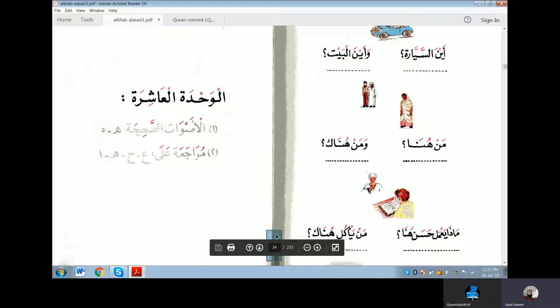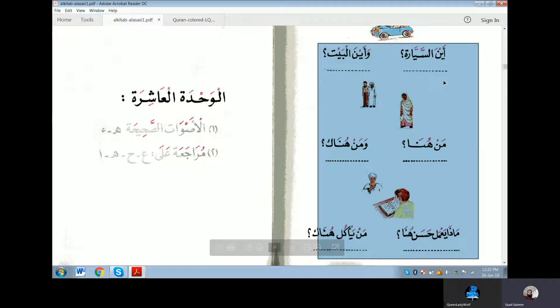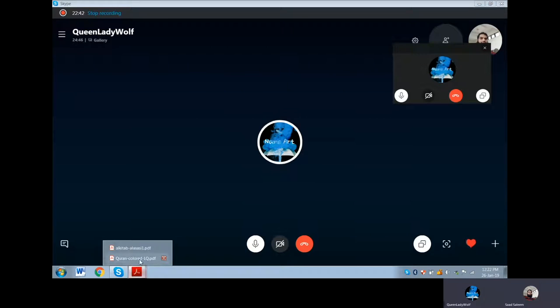Now note this page. Page number 34 on the PDF. Next time we'll start from this page. Put a big circle around it. Another thing: this question is your homework. Solve this question and send it to me. So that's page 34 homework, and we start at page 34.